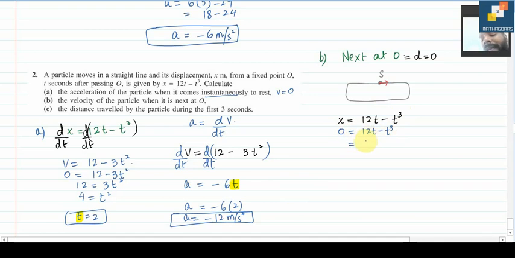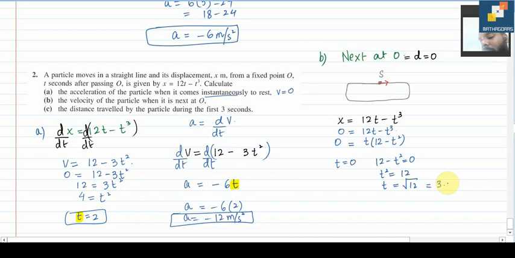So t, you can take common here. Inside the bracket, it's 12 minus t square equals to 0. So t equals to 0 and 12 minus t square equals to 0. So you will get the value of t square, that is equals to 12, and t is equal to under root 12. We can find out the root value of 12, and that is equals to 3.46.